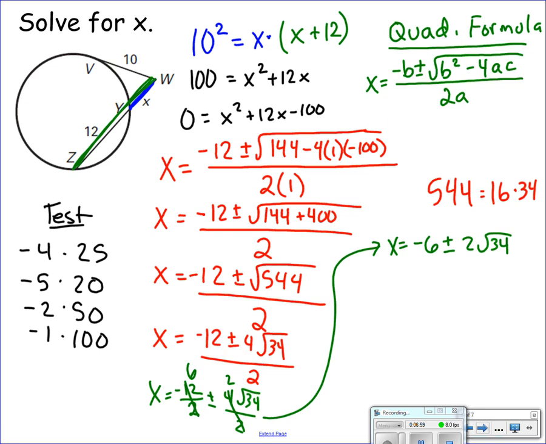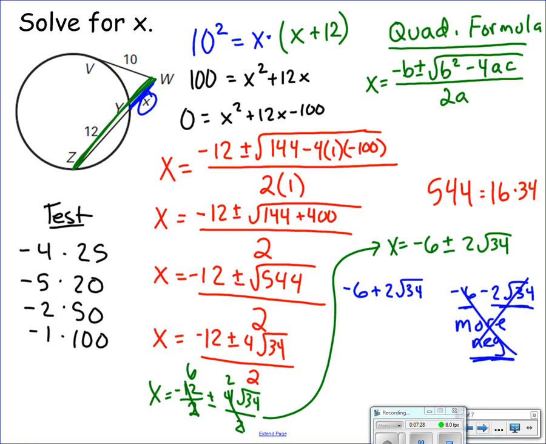Now you only have to pick one of them. Let's think logically about this. Remember, this means two things: negative 6 plus 2 root 34 and negative 6 minus 2 root 34. Well, this is a minus something, so this is even more negative. That's a whole lot of negative. We're talking about x as segment length. That can't be negative. Let's make sure this first one isn't negative.